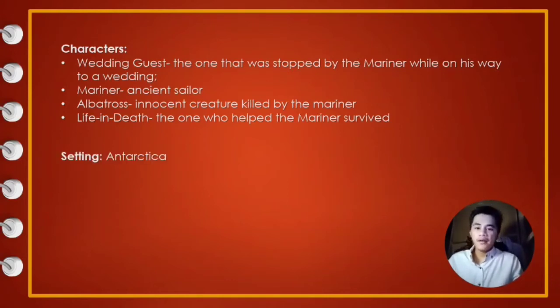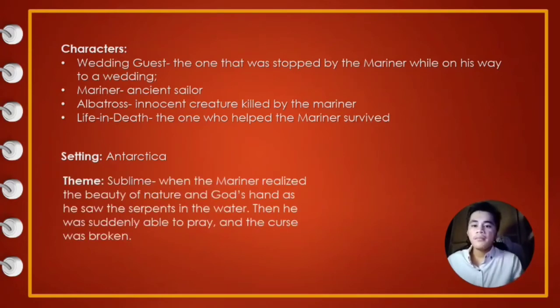The setting of the story is obviously in Antarctica, and the theme is sublime. It is when the mariner realized the beauty of nature and God's hand as he saw the serpents in the water. Then he was suddenly able to pray and the curse was broken.